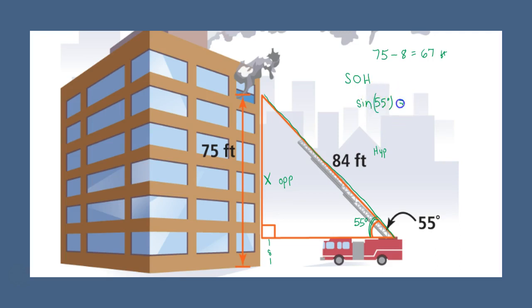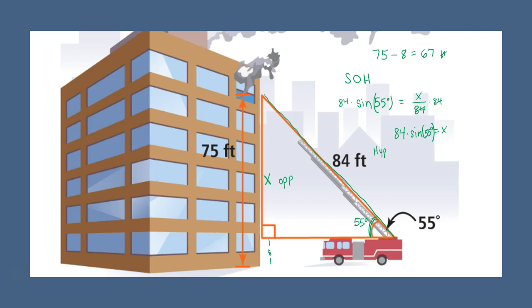And just to really emphasize, after the word sine, cosine, or tangent, the next thing should be an angle. 55 degrees is the angle. And then we're going to do opposite over hypotenuse. Now, if I want to solve for x, I'm going to have to multiply both sides of this equation by 84. So I'm getting the x by itself. When I multiply this side times 84, the 84's cancel, and I need to multiply this side times 84 as well. So I have 84 times sine of 55 degrees.